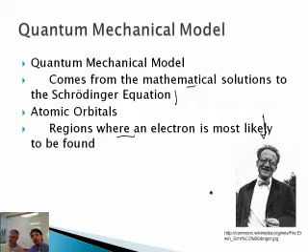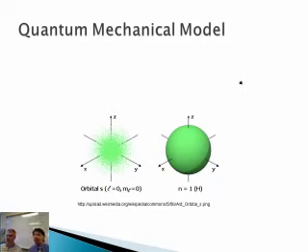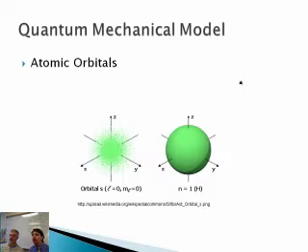So we're going to show you pictures of shapes of spheres and dumbbell shapes and stuff. And don't get too hung up on them being exactly that shape, because that shape represents where the electron is 90% of the time. It's called a probability distribution. Yes, that's a good word. Okay, so in the quantum mechanical model, what we've got is these things called atomic orbitals.